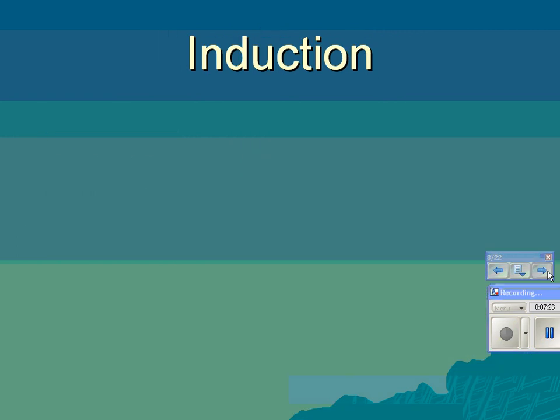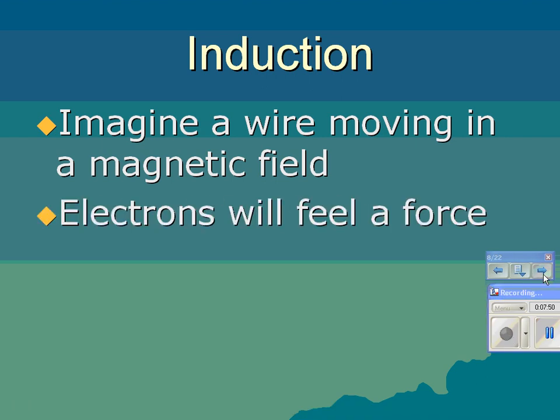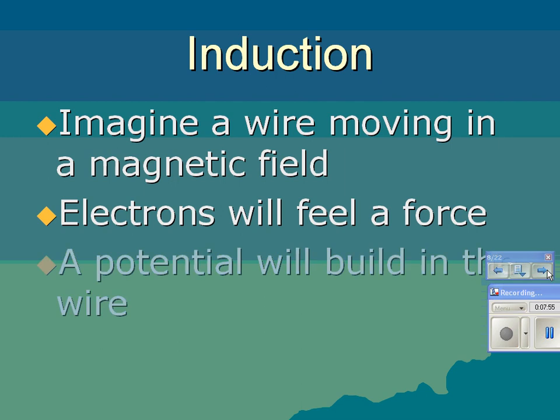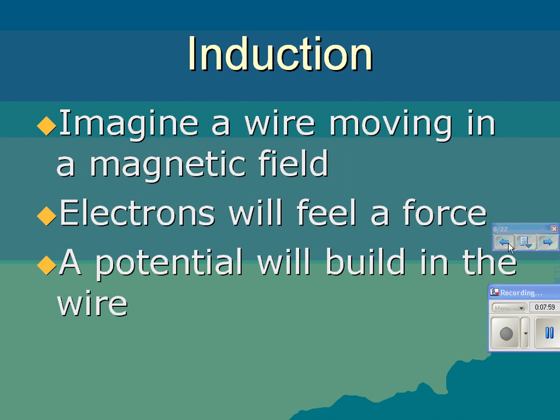Let's talk about electromagnetic induction now, and this is related to electric motors. So imagine I took a wire, not a current-carrying wire, just a plain old wire, and I moved it in a magnetic field. That wire has electrons in it. Would those electrons feel a force? Yes, they would. So the electrons will feel a force, and this will basically generate a potential difference in my wire. It'll create a positive end and a negative end in my wire.